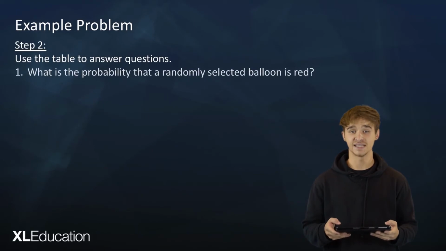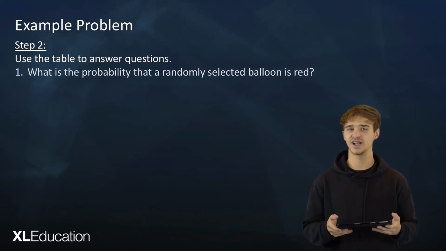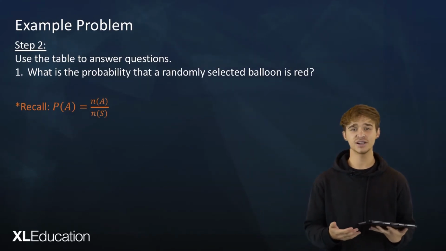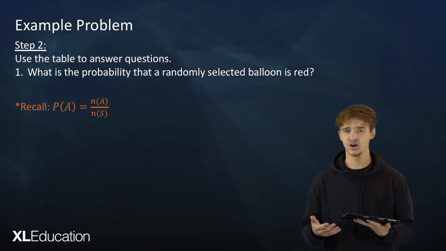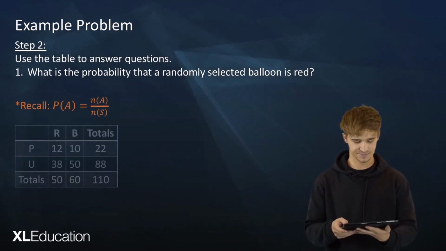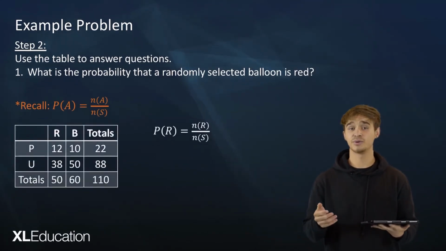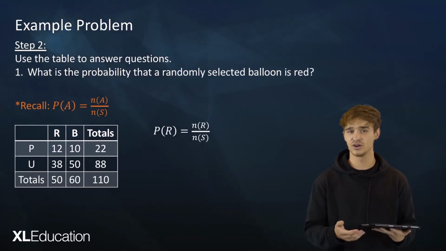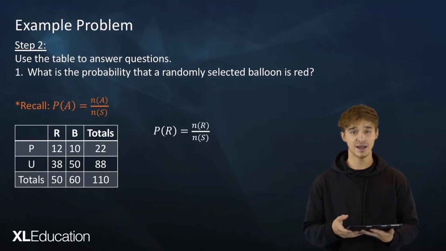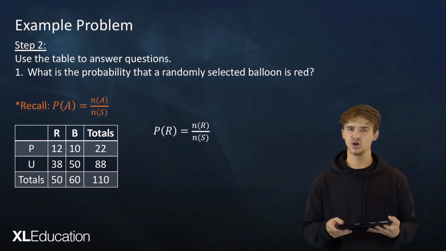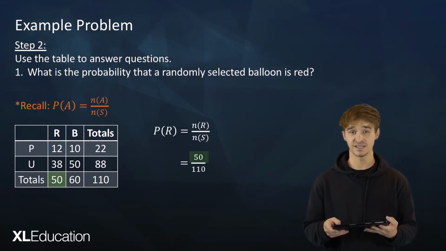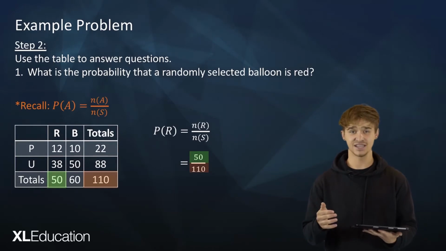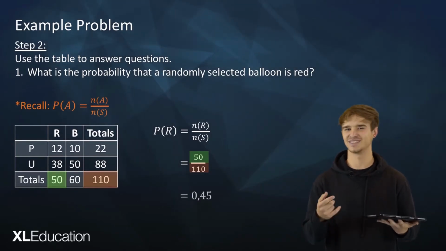What is the probability that a randomly selected balloon is red? Now recall that the probability of an event A is the total number of ways that event A occurs over our total number in our sample space. Thus, the probability that a balloon is red is our total number of red balloons over our total number of balloons. Grabbing this directly from our contingency table, we can see that our total number of red balloons is 50 and our total number of balloons is 110. Thus 50 over 110 gives us a probability of 0.45.